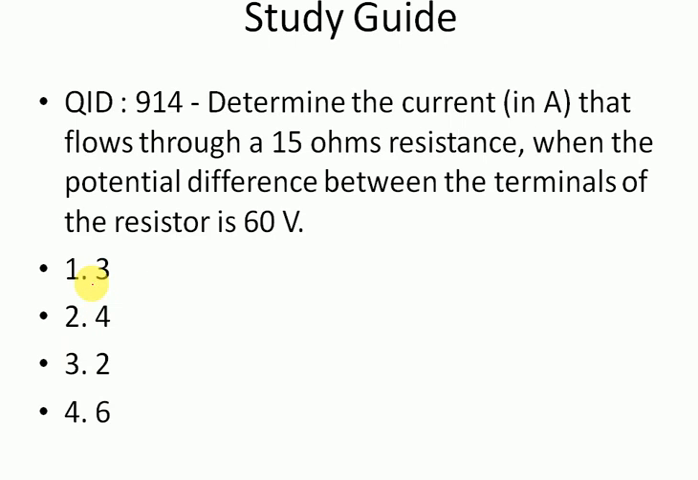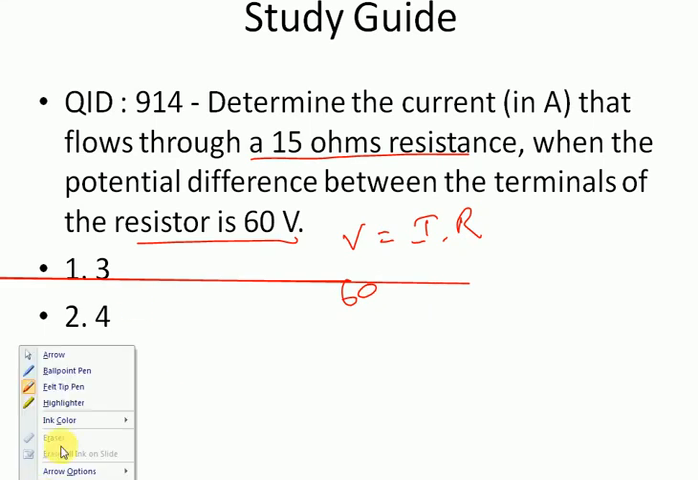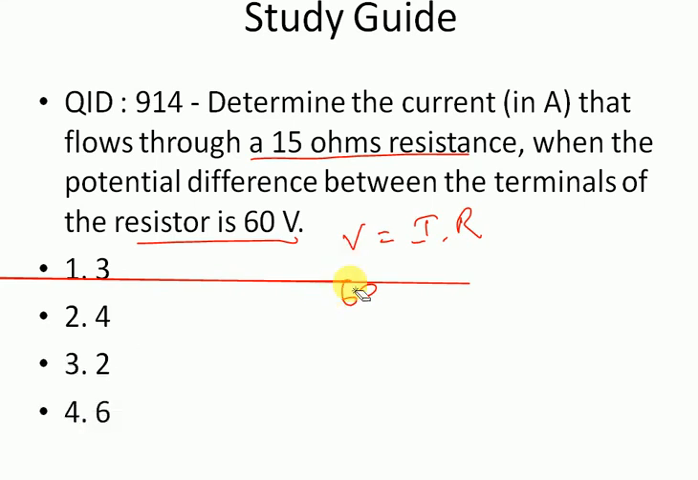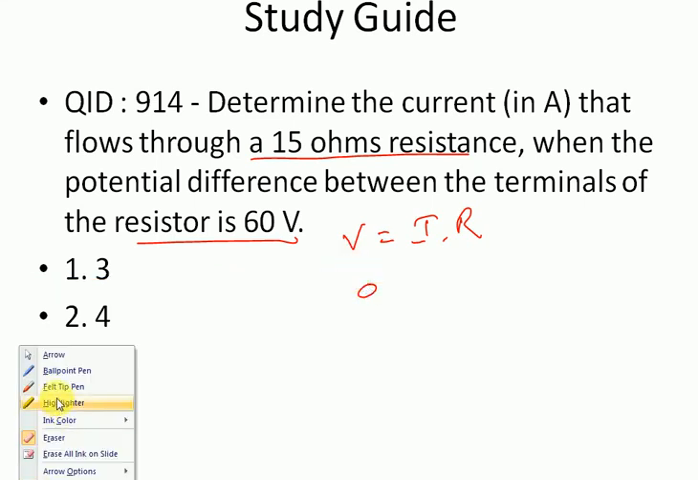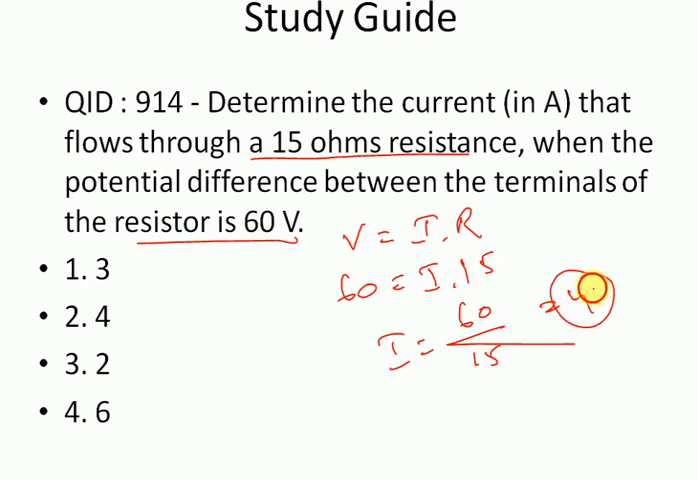Next, determine the current that flows through a 15 ohm resistance when the potential difference across the resistor is 60 volt. So V equals I into R. V is 60. I we don't know, we have to calculate I. And R is 15. So I equals 60 divided by 15, and it becomes 4. The answer will be 4 ampere.